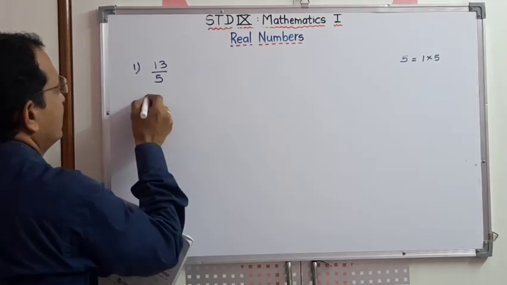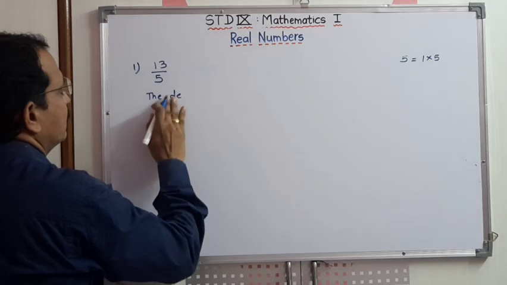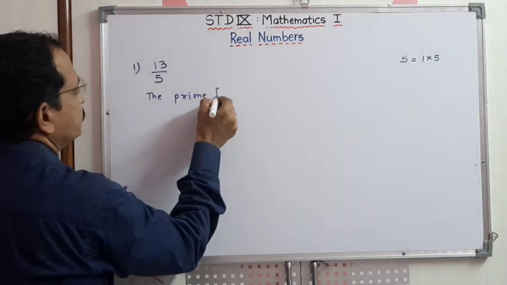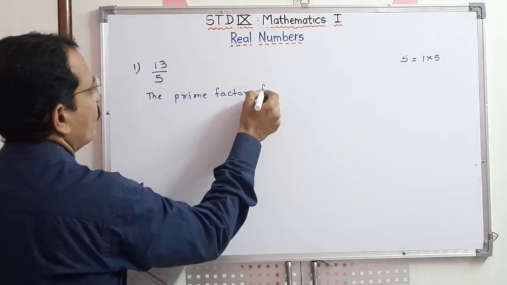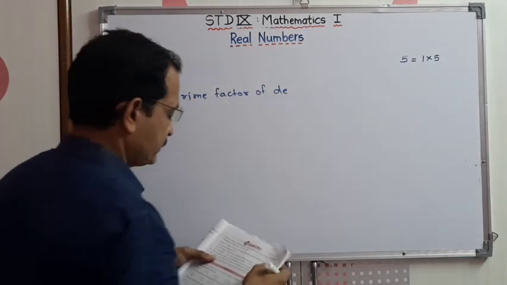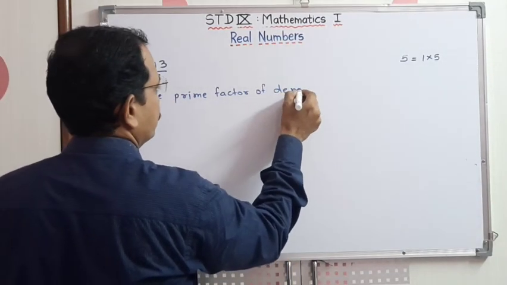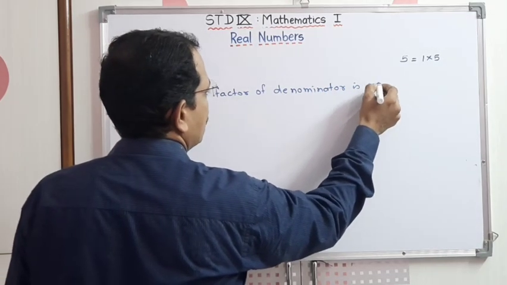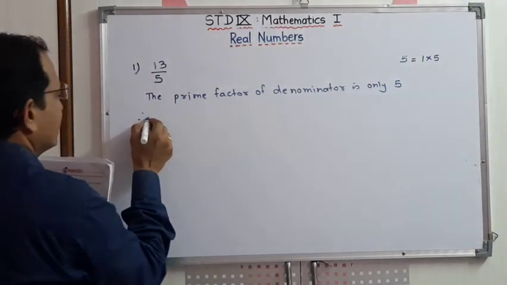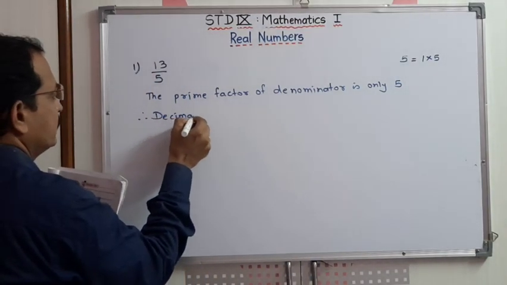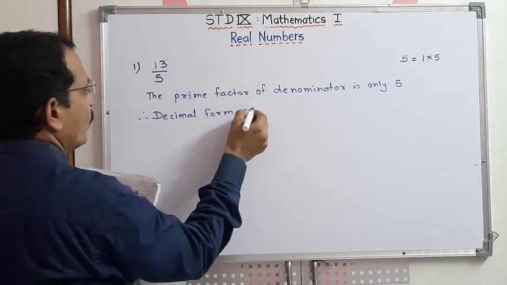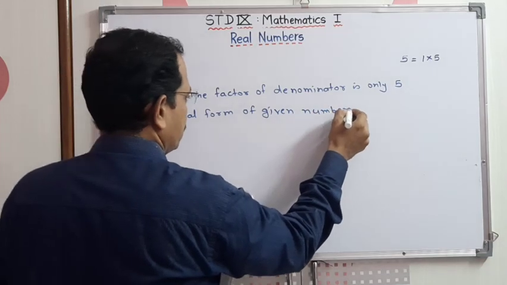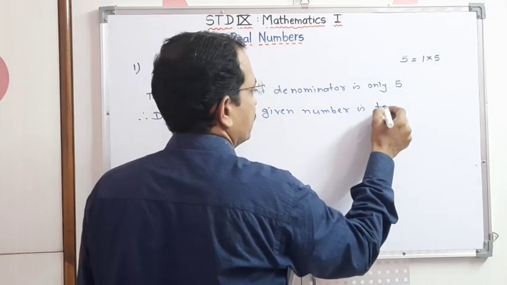Therefore here we can say that we can write here the prime factor of denominator is only 5. Therefore decimal form of given number is terminating.